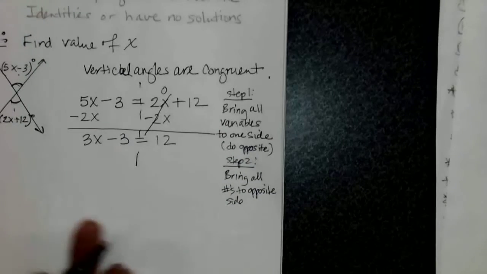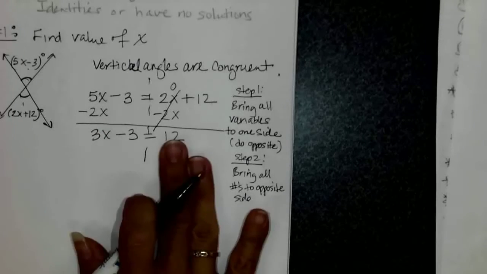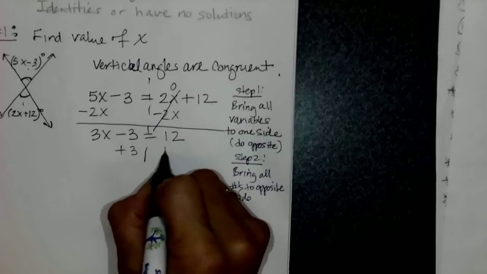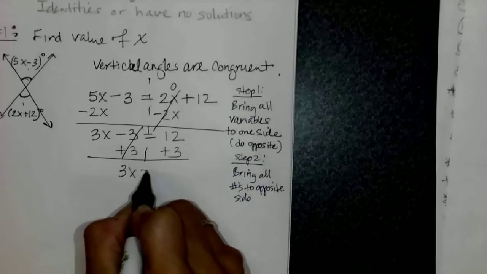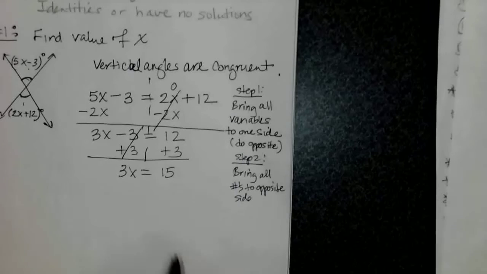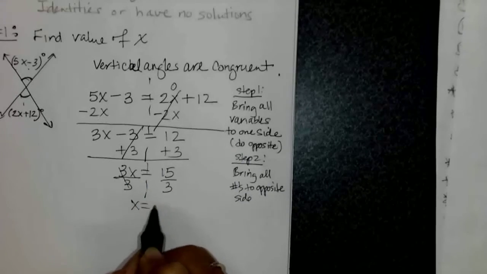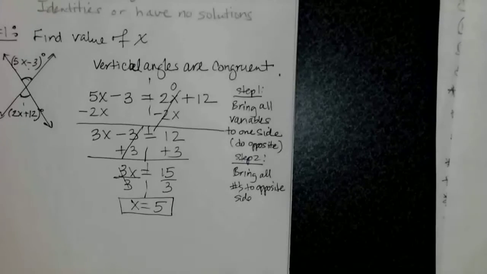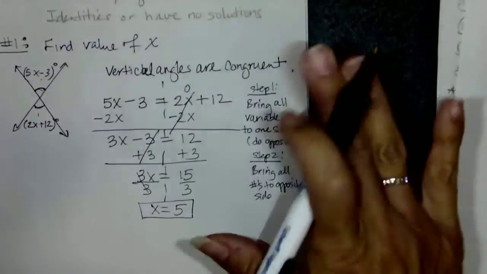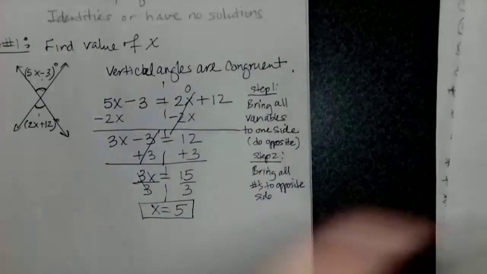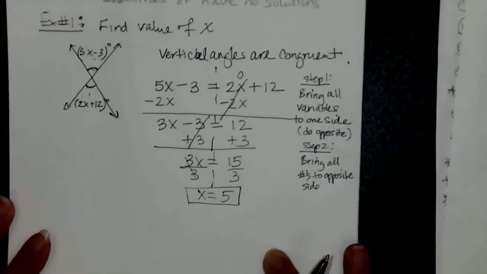So this is just a two-step equation, what we've been doing so far. Now I'm going to bring the 3 over, so I'm going to add 3, because you do the opposite. So this becomes 3x is equal to 15. And then the last step would be to divide by 3, so x is equal to 5. So when you have variables on both sides, bring all the variables to one side and all the numbers to the opposite side. Keep that up there.